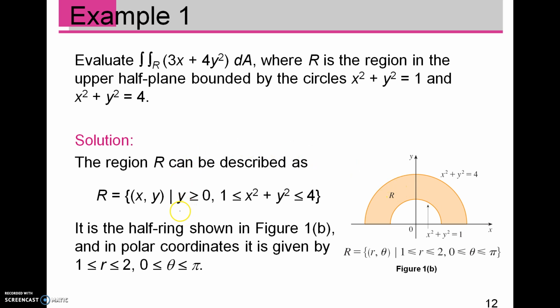We're describing this region as follows: your y is going to be positive, so it's above the x-axis. And your washer is basically between the circles of radius 1 and 2. They consider it a half ring. And the polar description is given by 1 to 2 for your r. So your r is extending from 1 to 2, and your theta is from 0 all the way to pi.